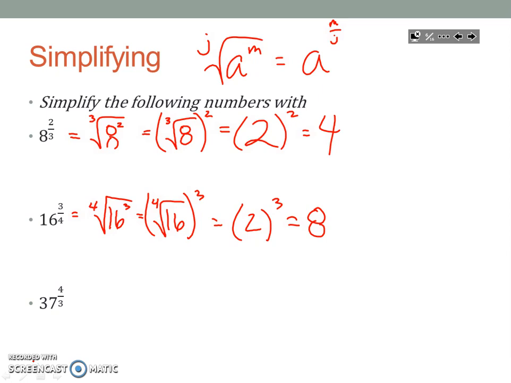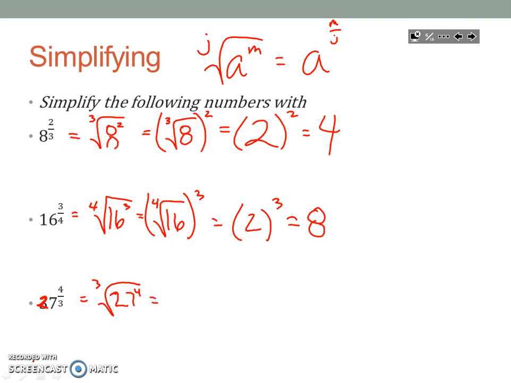Okay. And then last, I've got 37 to the 4/3 power. That's definitely wrong. That is definitely supposed to be 27. Sorry about that. 27 to the 4/3 power. Okay, if I write this out, that gives me the cubed root of 27 to the 4th power. So cubed root of 27 to the 4th power.